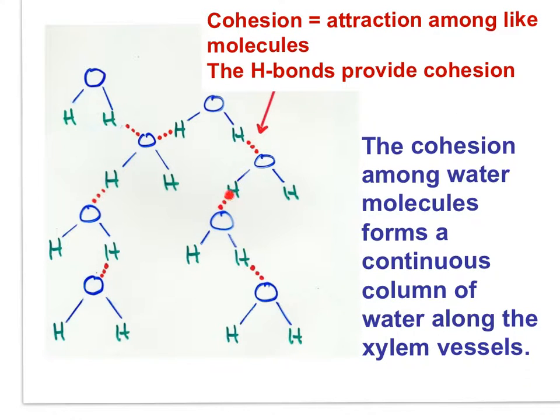Hydrogen bonds, seen here and here and here, are electrostatic attractions between molecules of water, and the hydrogen bonds allow water to be cohesive. Cohesion is the attraction among like molecules. Water is attracted to itself. The cohesion among water molecules allows for the formation of a continuous column of water along the xylem vessels of a plant.